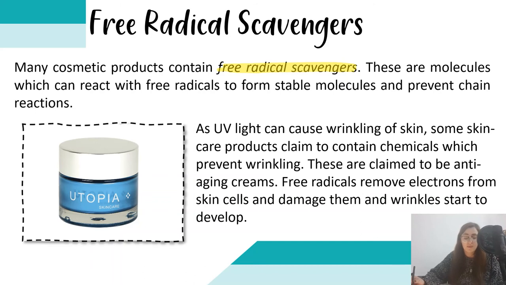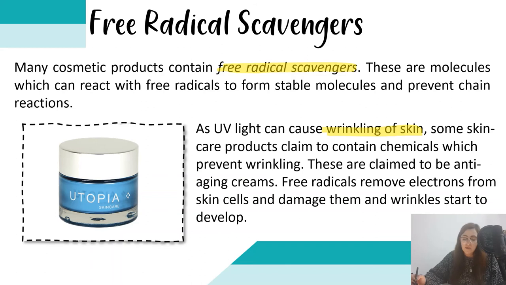These are molecules which can react with free radicals to form stable molecules and prevent chain reactions. So they are causing the termination reactions, and thus they are preventing the propagation steps from happening. As UV light can cause wrinkling of the skin, some skincare products claim to contain chemicals which prevent wrinkling. These are claimed to be anti-aging creams.